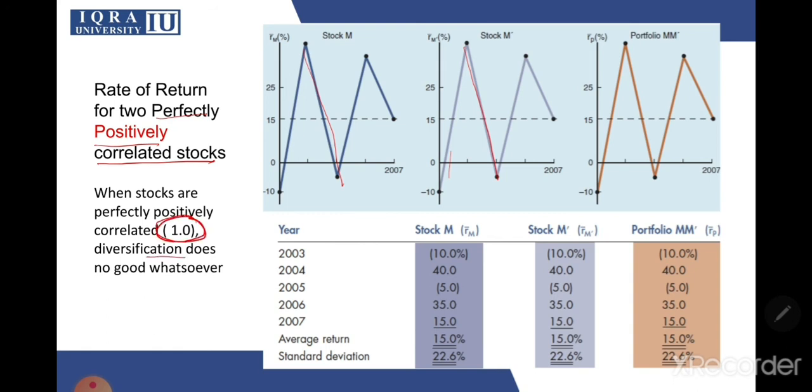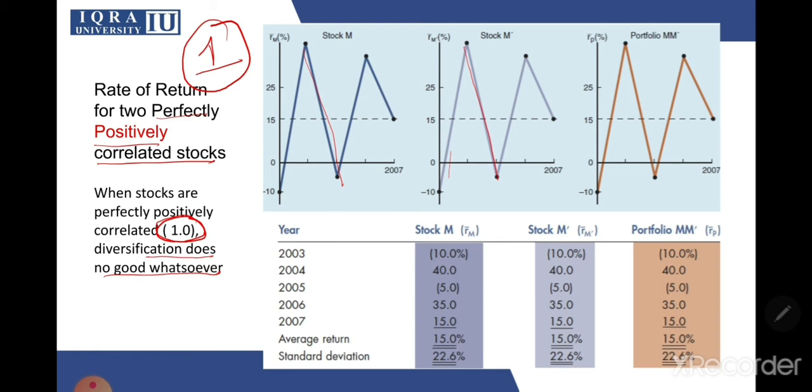And over here diversification will do no good whatsoever. So you cannot eliminate risk at all over here because both of the stocks are perfectly positively correlated. It means that they have a correlation coefficient of 1 in this case, which is exactly what you can see over here.